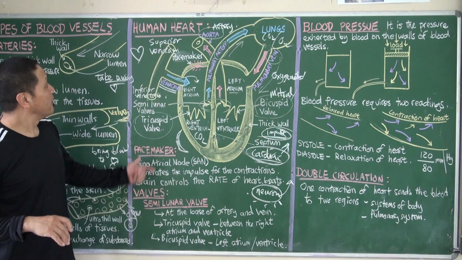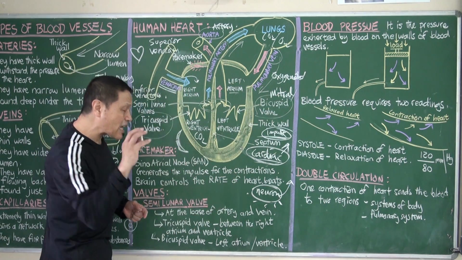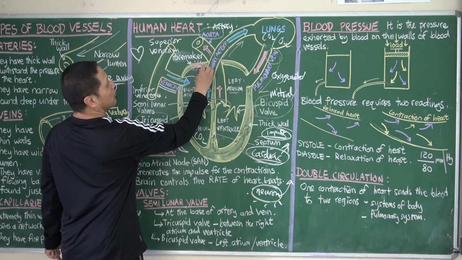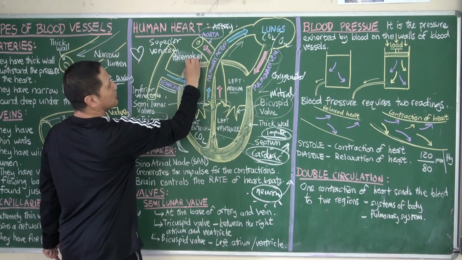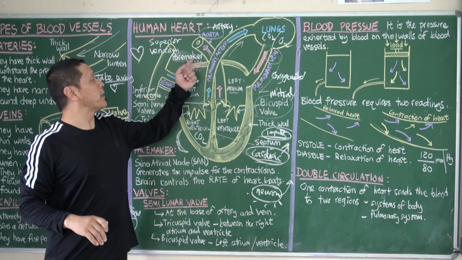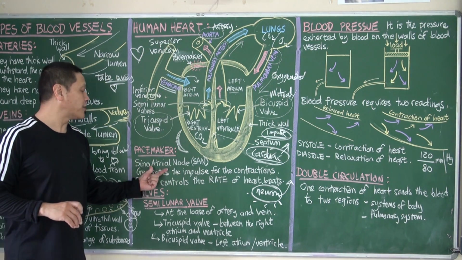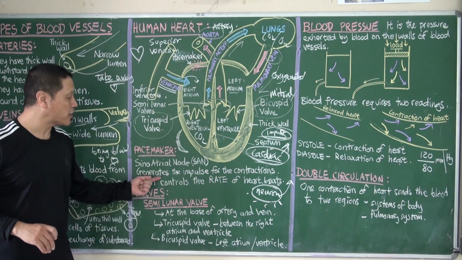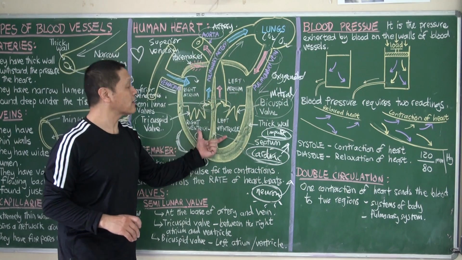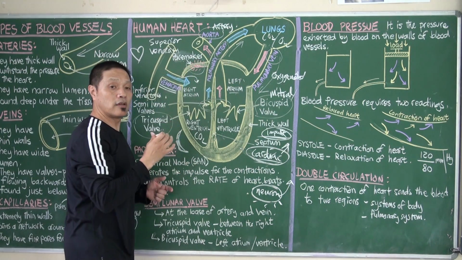Right. Now the specialized part of the cardiac muscle is here. One knob here, which I've highlighted with some ray kind of structures. This is called a pacemaker. Pacemaker is actually called sinoatrial node, SAN. It generates the impulse for the contractions of the heart. So the heart contracts because of the impulse generated by the heart itself.